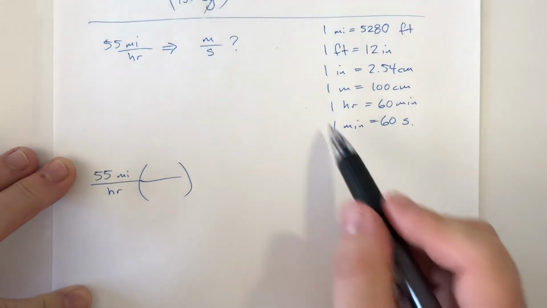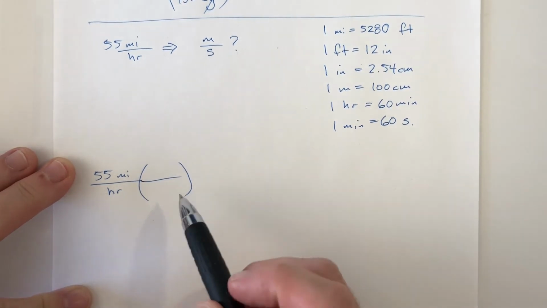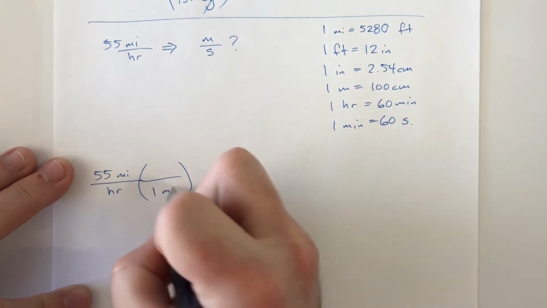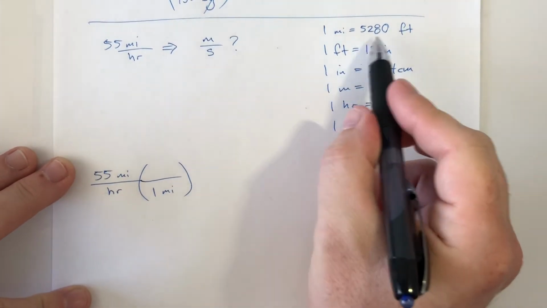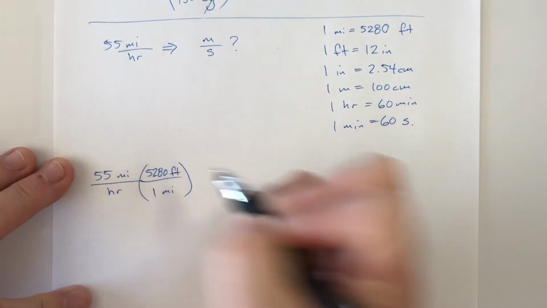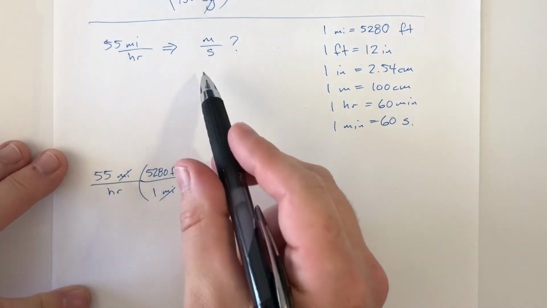I have all these things to work with. I need miles to disappear. I need it to cancel out, so I'm going to put miles on the bottom. And this first one is the only one that has that. So 1 mile goes on bottom, so the other side has to go on top, which is 5,280 feet. Miles cancels out. Now we have feet. We're solving for meters, so we're not done yet.